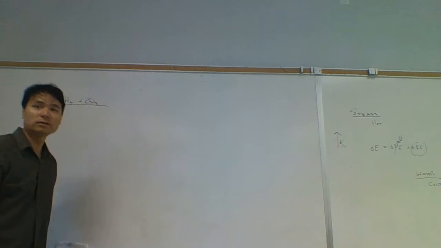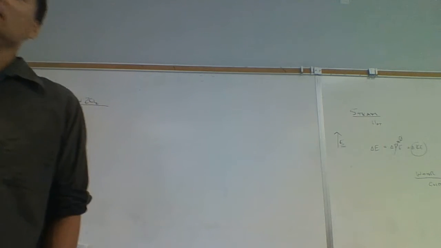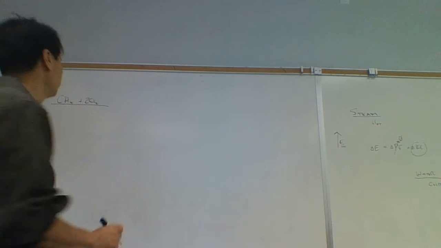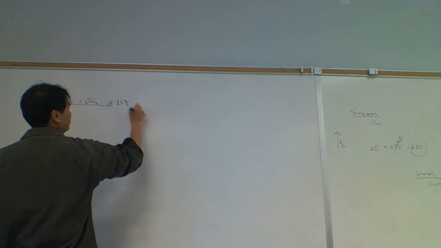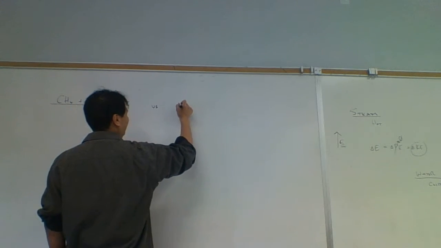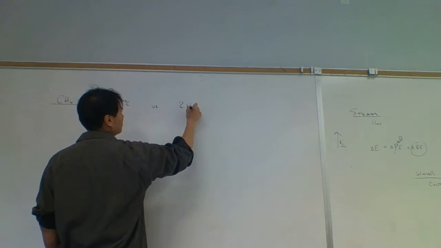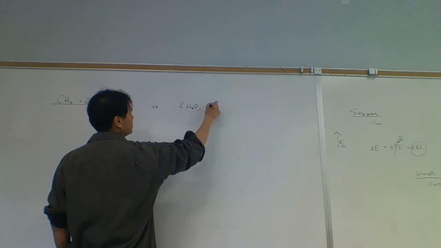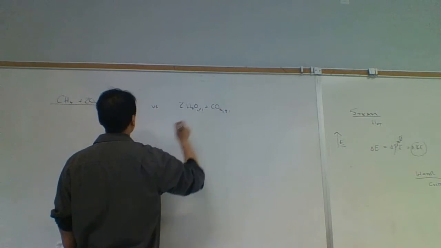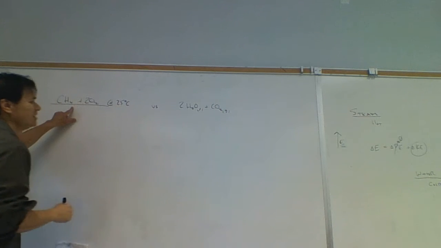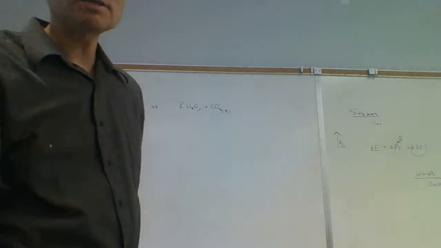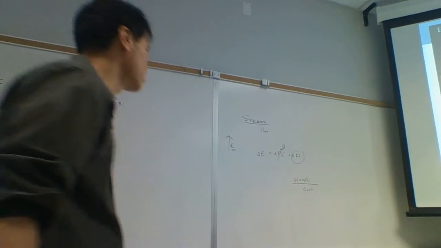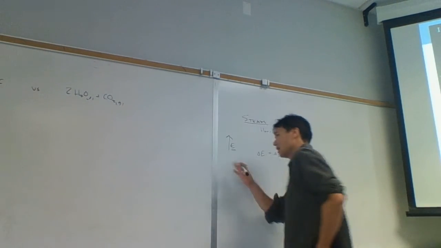Methane and oxygen, right? Methane and oxygen, this is going to be at 25 degrees C, versus CO2 and water. Okay, what do I mean by these? When we're talking about potential energy, we always have to put down the state because different states will have different energy or kinetic energy or whatever.